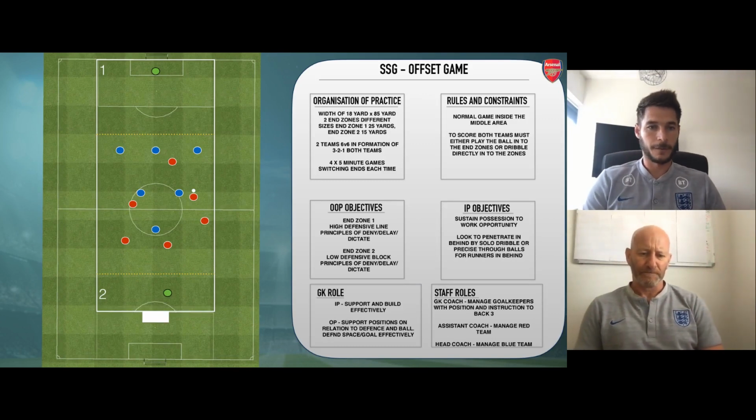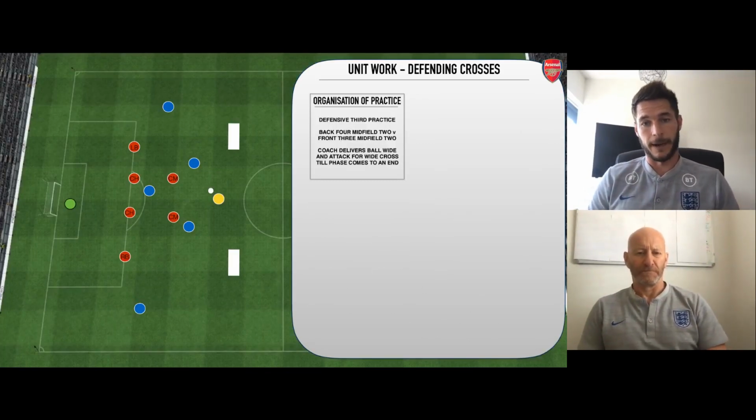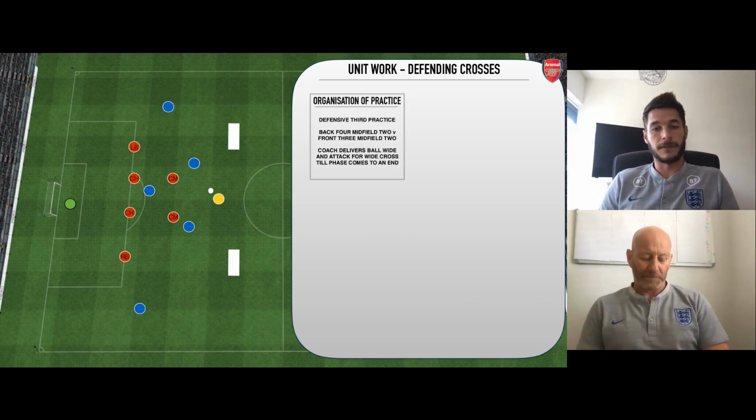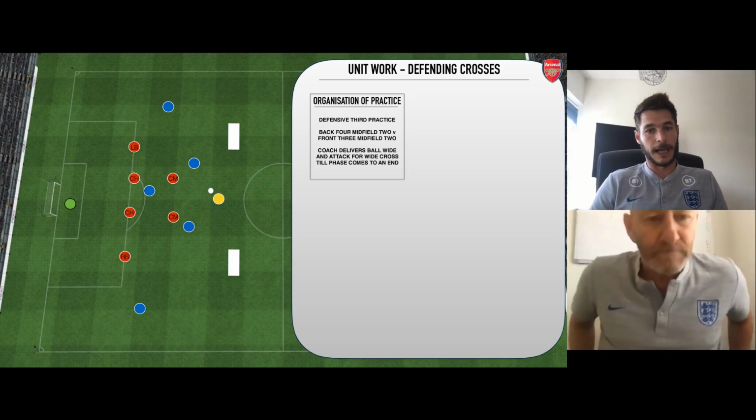Yeah, no, 100%. So that was a small-sided game, offset game, which has multiple returns. So now we're going to look at more of a unit practice. So we're going to look at defending crosses. So the organisation of this practice, you're in the defensive third. You're going to be working with a back four and a midfield two. And then you're going to be working against a front three and a midfield two, if you like, with a coach at the end there.